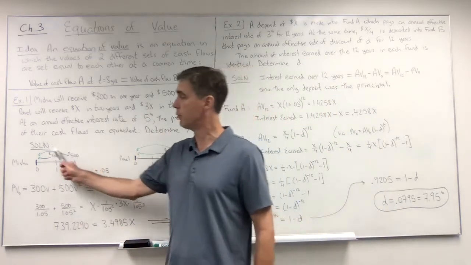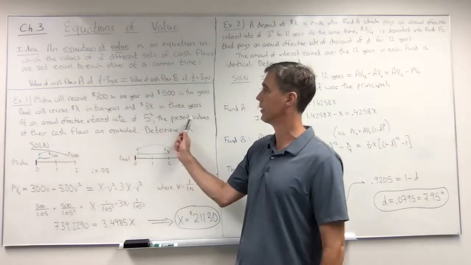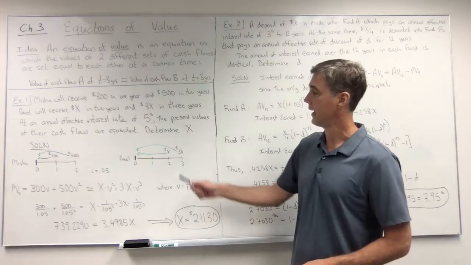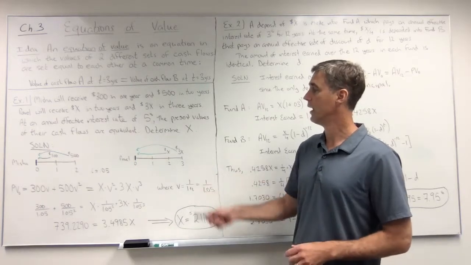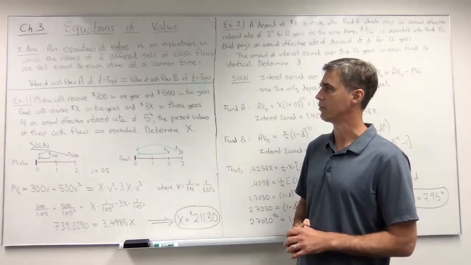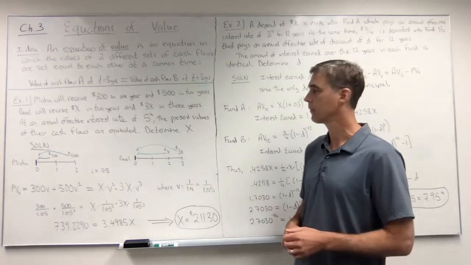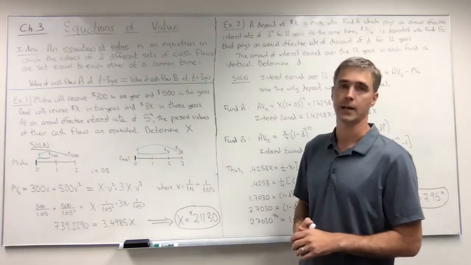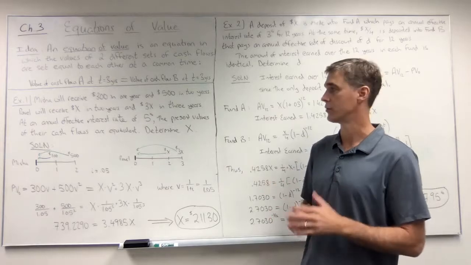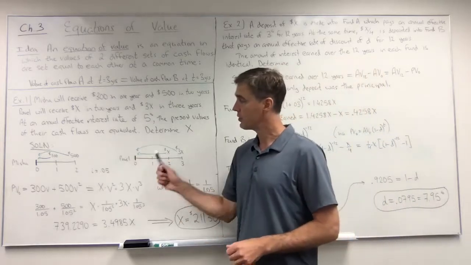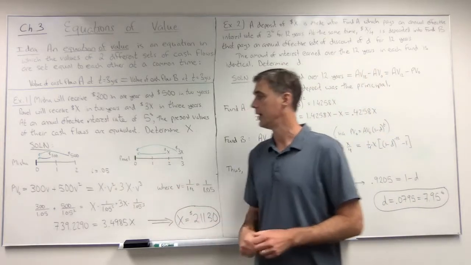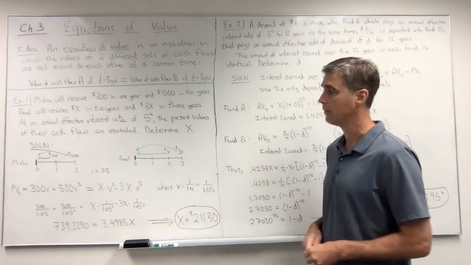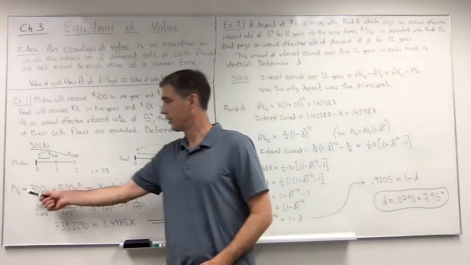And we are going to drag them both back to time 0 because that's where we know the present values of the two cash flows are equal. Pavel, he gets X dollars at time 2 and $3X at time 3. And we're also going to drag Pavel's money back to time 0 because that's where the two cash flows are equal. And for both sets of cash flows, we're going to use an annual effective interest rate of 5% as directed.